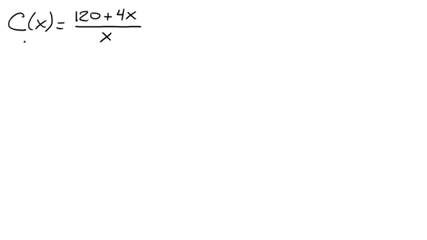So this is our equation. C of x equals (120 plus 4x) over x. x is the number of books, and C is the cost per book.